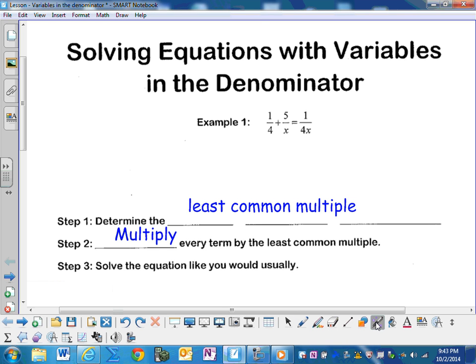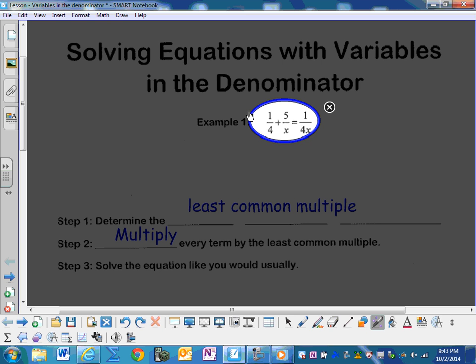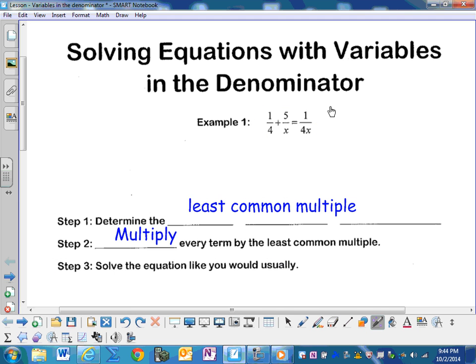Solving equations with variables in the denominator. An example of this would be 1/4 plus 5 divided by x equals 1 divided by 4x. To solve this type of equation, you first determine the least common multiple. You then multiply every term by the least common multiple, and then you solve.